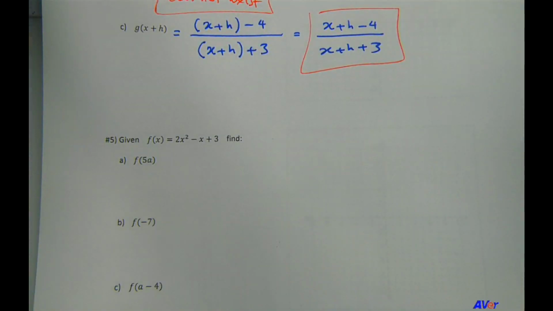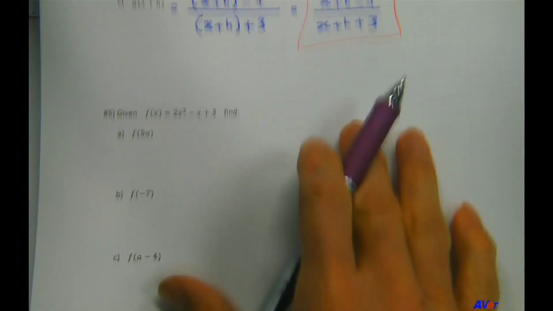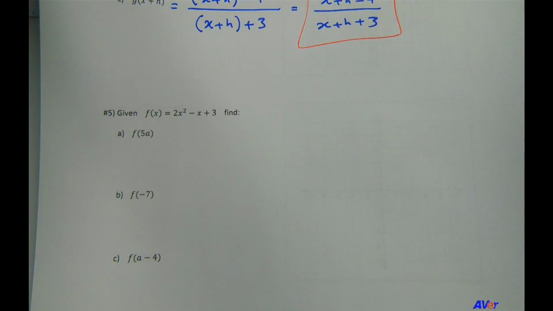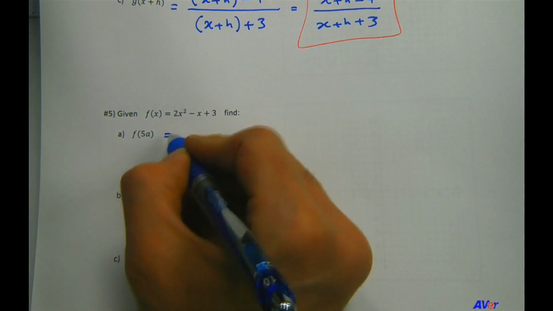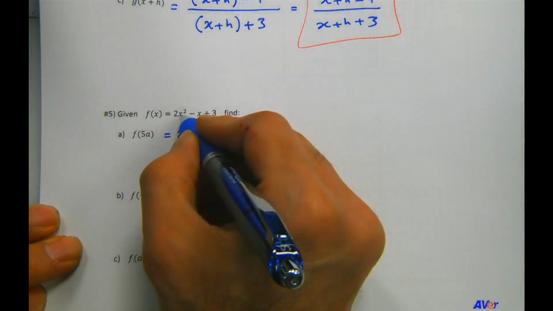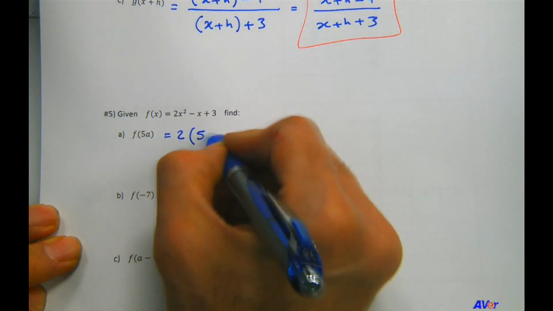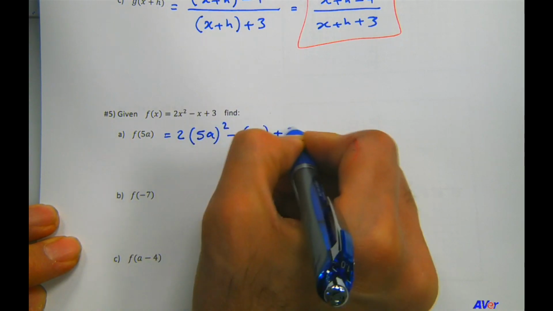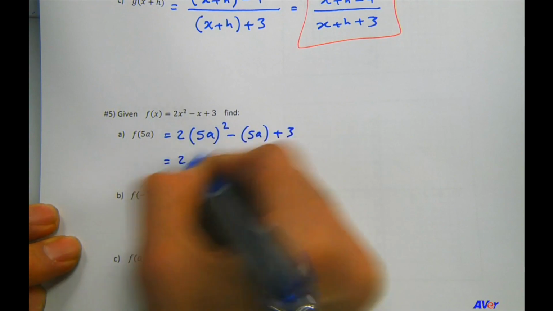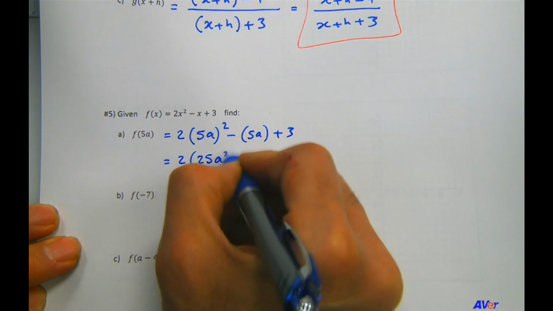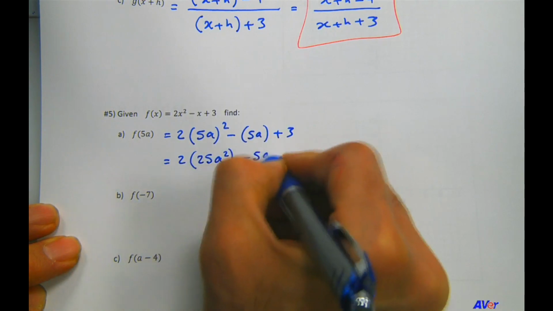Now evaluate this function at different values: 5a, -7, a minus 4. Please pause the video, write down your solution, and then come back to the video again. So I'm assuming you've done that. Whenever I see x, I'm going to replace it with 5a. 2 times 5a squared minus 5a plus 3.